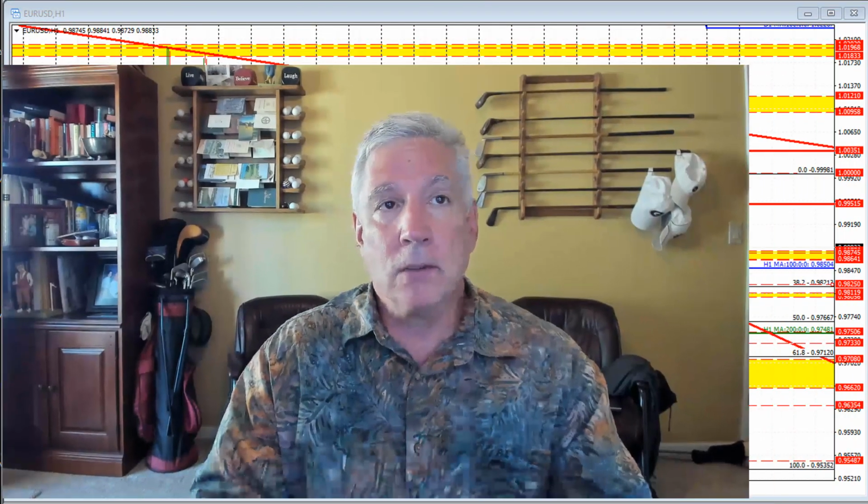I'm going to take a quick look at the euro versus US dollar and sterling versus US dollar. Both of them have similar charts in trading today. Both of them bounced near a key moving average. So let's take a look at both of those pairs. I'm going to start off with the euro versus US dollar.